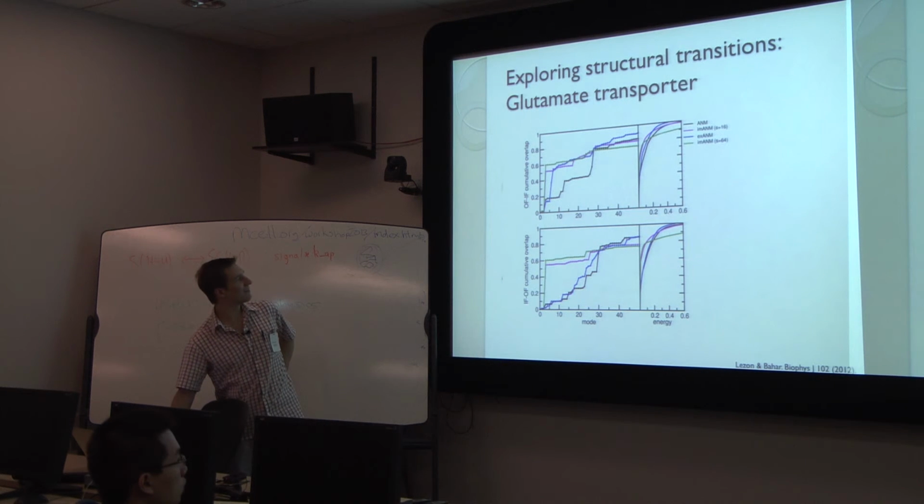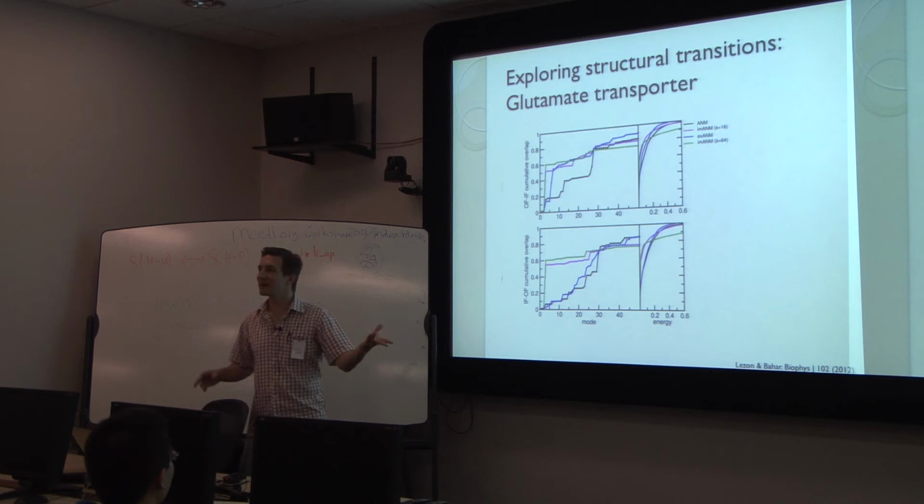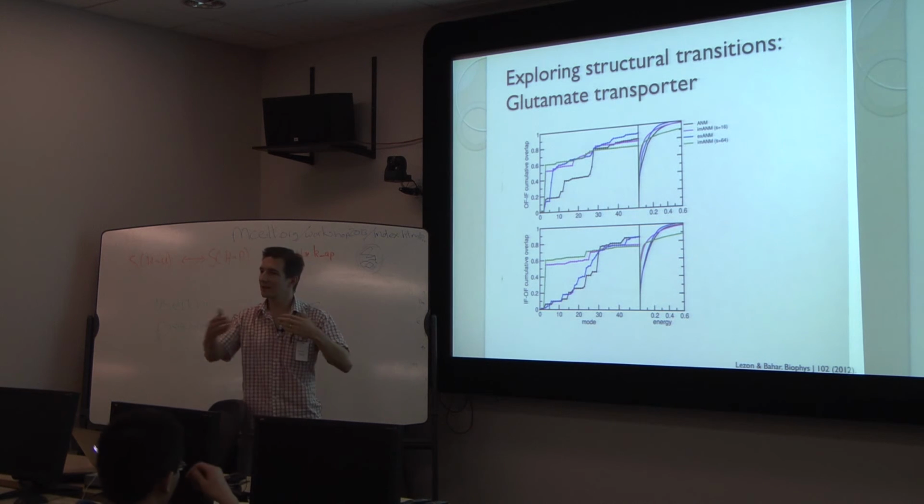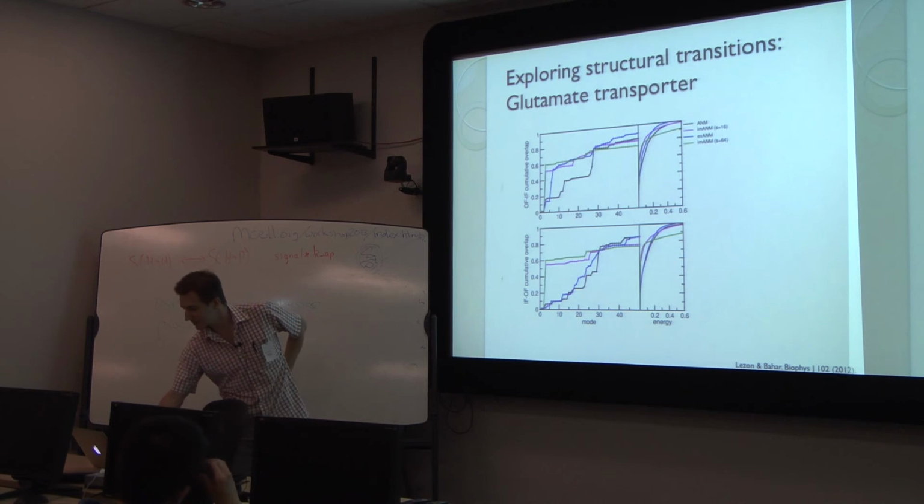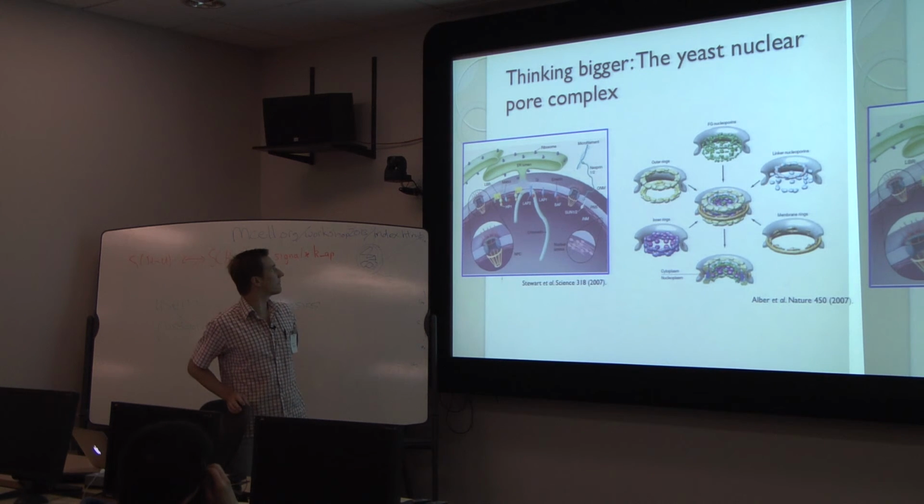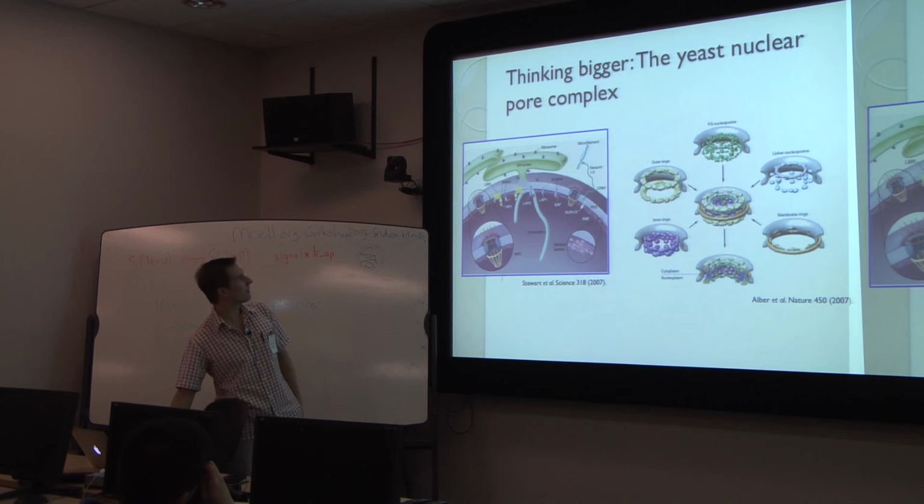But the point is that we can make these modifications using a few simple commands, and we can explore different things and extend the utility of elastic network models. One final example comes from the nuclear pore complex. This is an enormous complex, and I hope it shows that we can extend these things beyond just proteins. The nuclear pore complex sits inside the nuclear envelope.